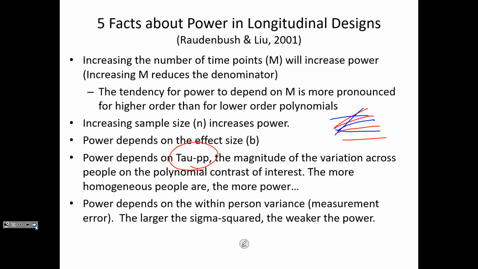But power also depends upon the within person variance. If you have a lot of within person variance, then you have a lot of residual variance, even after accounting for these slopes. And so a lot of within person variance will also weaken your power. But basically, if the slopes differ a lot across people, you always need more people. If the slopes are pretty similar across people, you can get away with fewer people and have decent power.